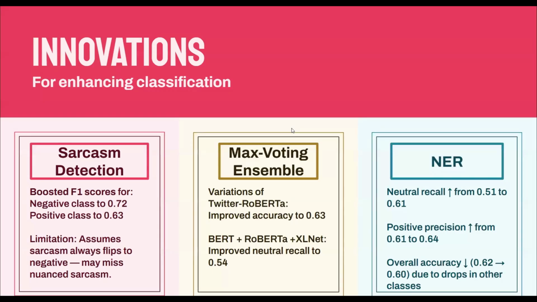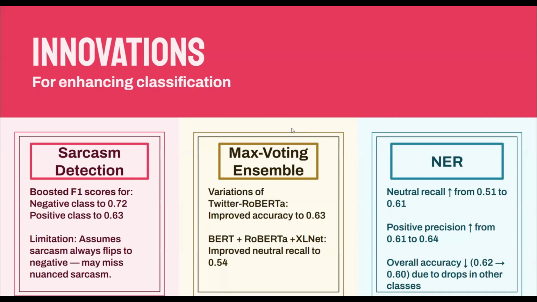Here are a few ways we sought to improve the polarity detection task. Firstly, we incorporated sarcasm detection by setting polarities to negative if sarcasm was detected. This boosted F1 scores for the negative class to 0.72, but this method assumes that sarcastic comments should always be negative and may miss nuances that suggest otherwise.